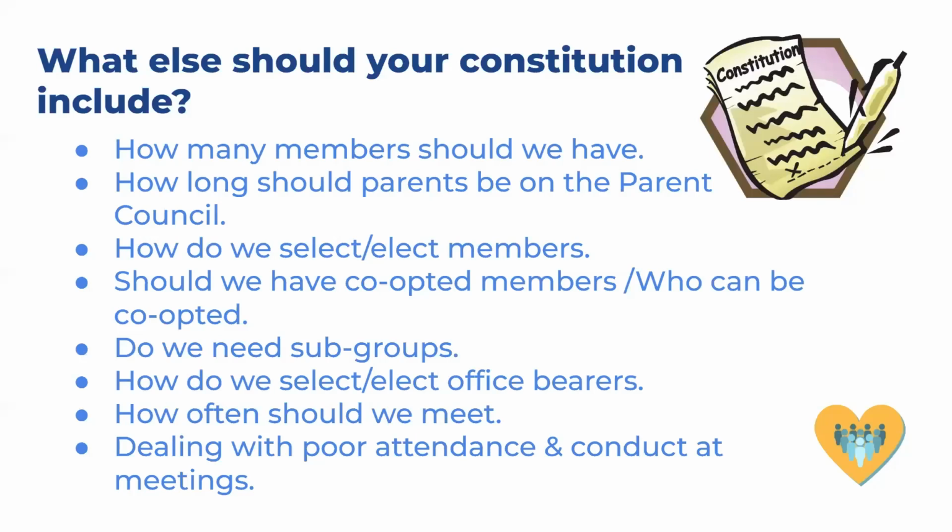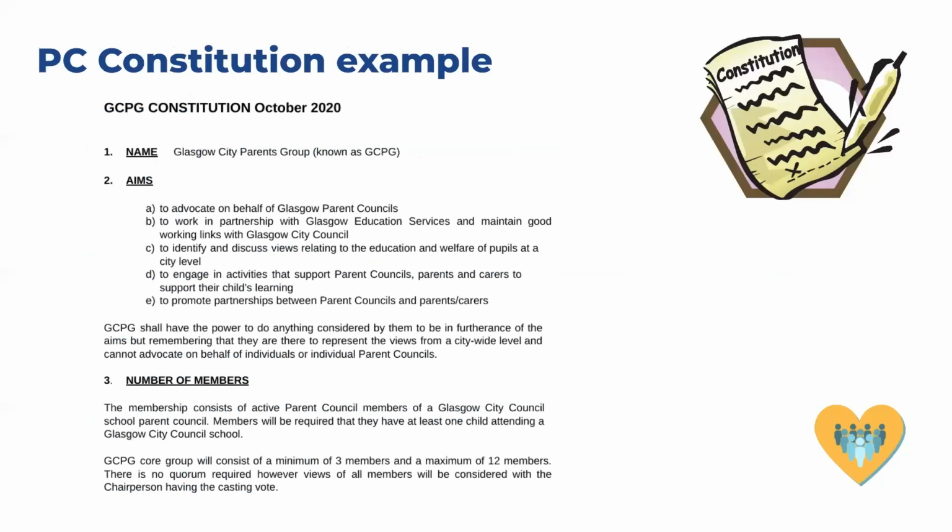The constitution also talks to how you select and elect members, and the same with the co-opted members. It would also describe how the subgroups work, like the PTA that we mentioned earlier. It also talks about how often the parent council would meet and how to deal with poor attendance at meetings or conduct in meetings. And this is just an example. So hopefully some of that stuff I've explained resonates in your head a wee bit.